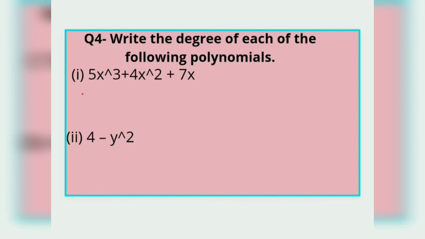Now see, in this one we have 5x raised to cube plus 4x square plus 7x. If you can see, 3 is greater than 2 and 1. So my answer would be 3. This side 4 minus y square. So degree is 2 here. Now move to the next one. 5t minus root 7. If there is no power, then by default 1 will be there. So the power of the first part would be 1.